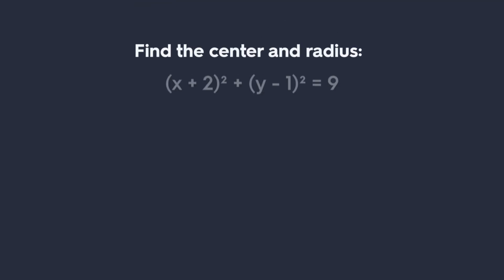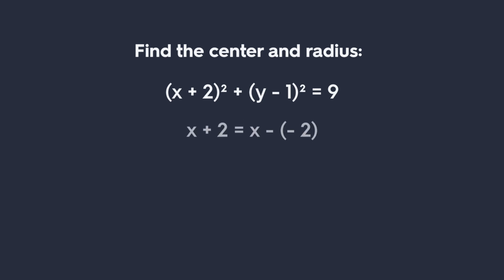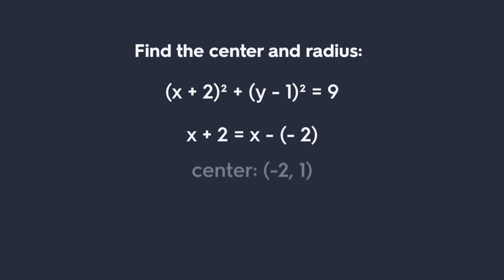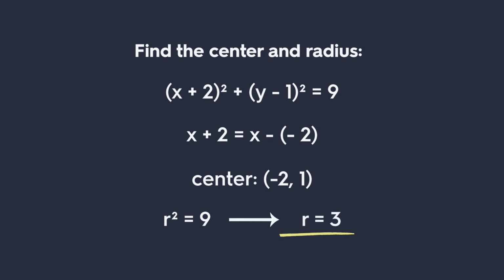Now let's try a new example. What are the center and radius of (x + 2)² + (y - 1)² = 9? Remember, x + 2 means x - (-2). So the center is (-2, 1), and r² is 9, so the radius is 3.